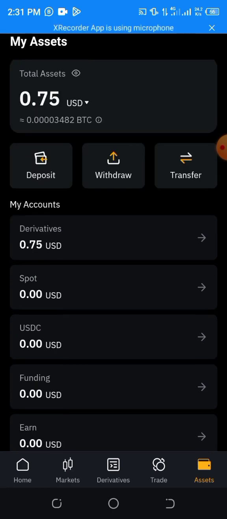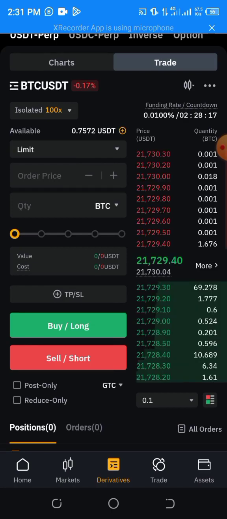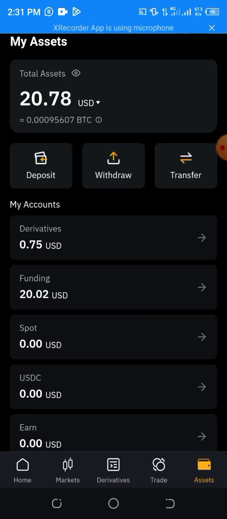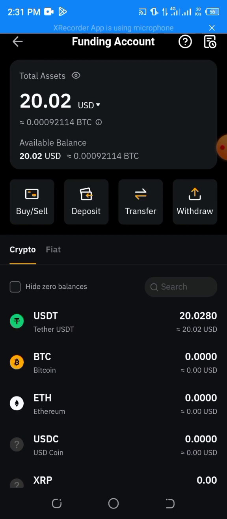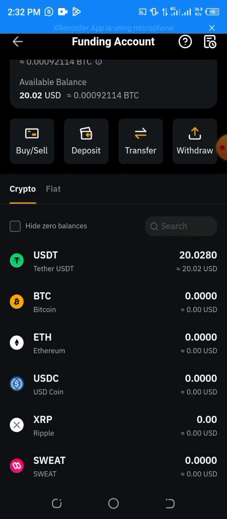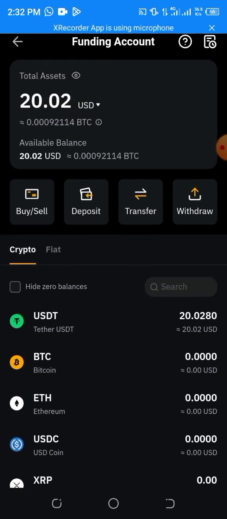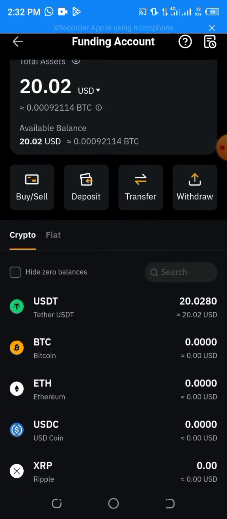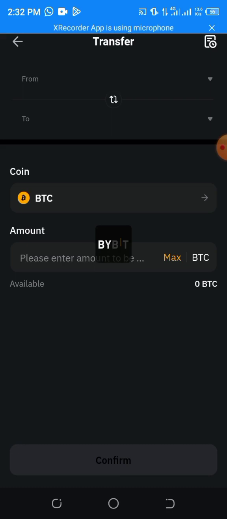Okay, so to transfer it from funding to derivatives, which is where I want it so that I can trade futures, all I need to do is to click on the $20 on the funding account, and the next thing will be to transfer. You can see transfer just beside deposit. So I'm going to click on transfer, and I'll be given an option here. You see derivatives.